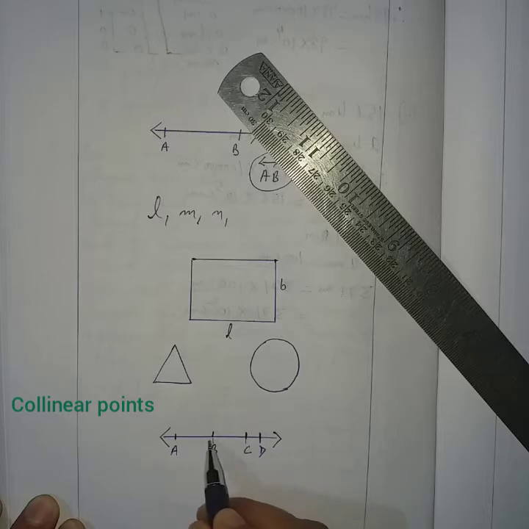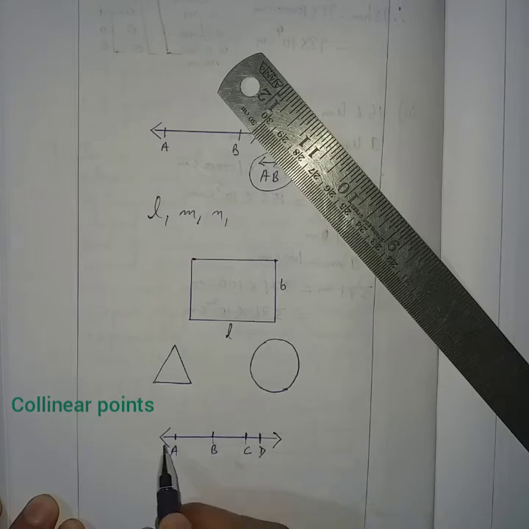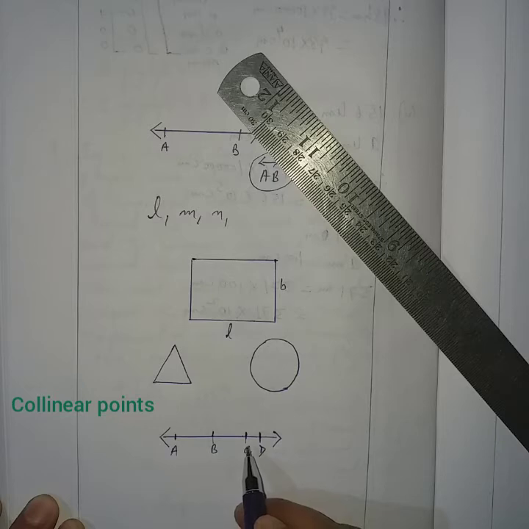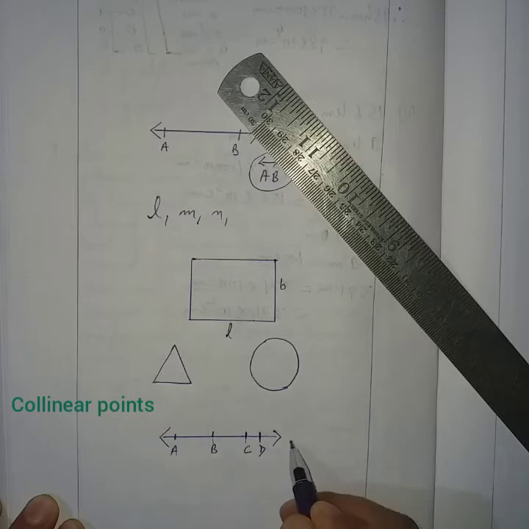Okay, they are called collinear points. So three or more points lying on a line are called collinear points. Here in this figure, points A, B, C lie on the line L. Suppose the name of the line is L, and they are collinear.